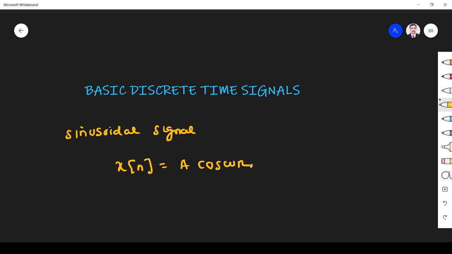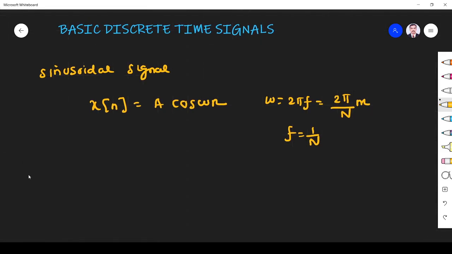Where omega is equal to 2 pi f, that is equal to 2 pi by n into m. F is equal to 1 by t. Sorry, 1 by n here. So f is equal to 1 by n, where n is the fundamental period. All this we study in detail in the upcoming sessions. So m is the smallest integer. These things we will learn in the upcoming session.